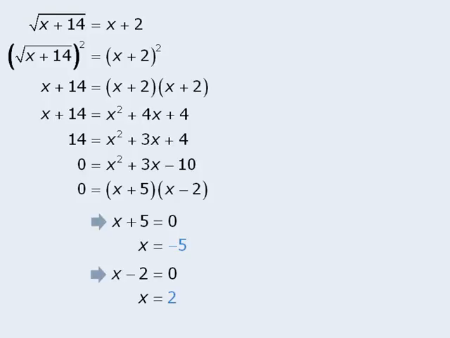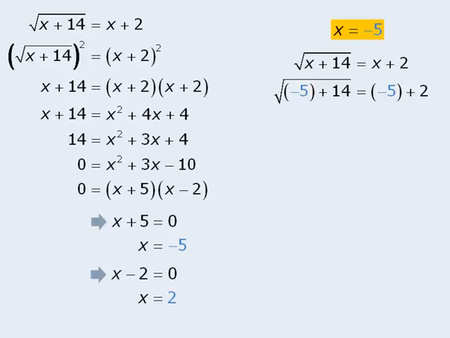Now that we have two possible solutions, we must check for extraneous roots. So first we'll test x equals negative 5. We'll take the original equation and plug negative 5 in for x. When we simplify this, we get the square root of 9 equals negative 3. Since the square root of 9 does not equal negative 3, we know that x equals negative 5 is an extraneous root.